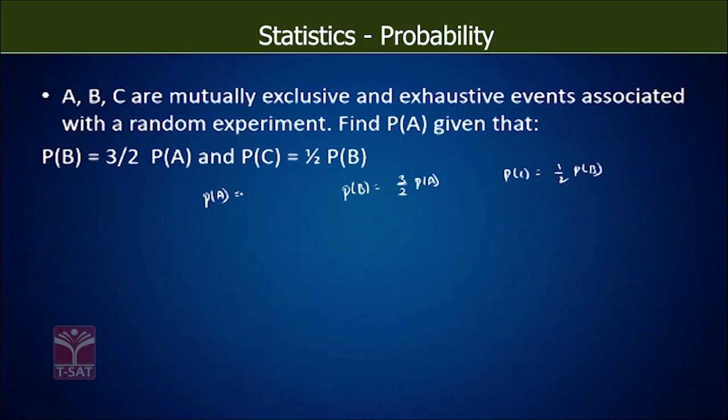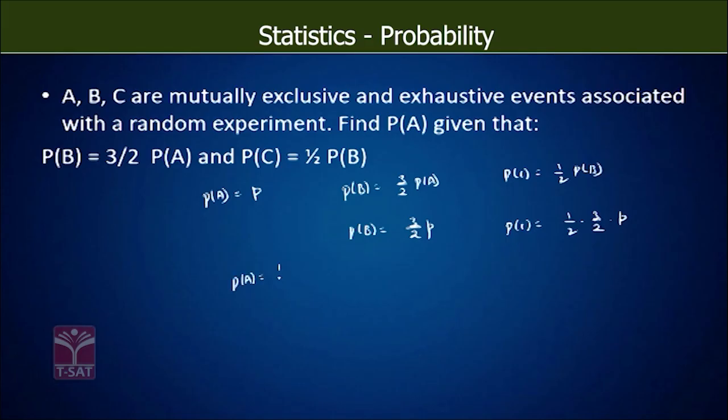Now let us consider P of A as small p. Then P of B will become 3 by 2 times small p. And P of C becomes half times P of B, which is 3 by 4 times small p.